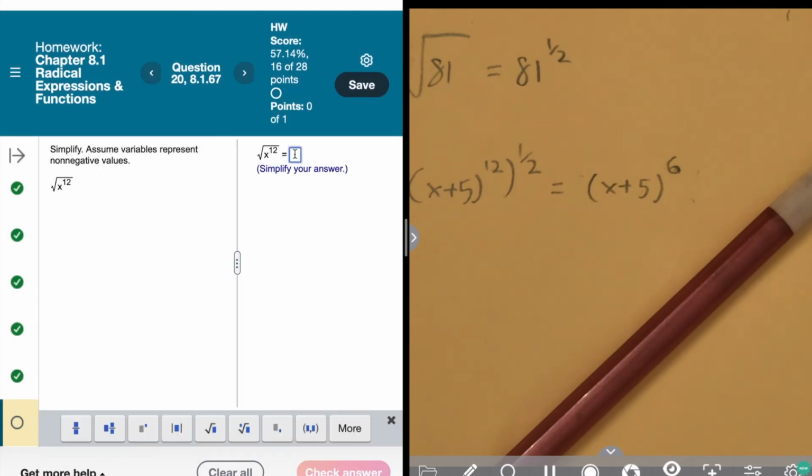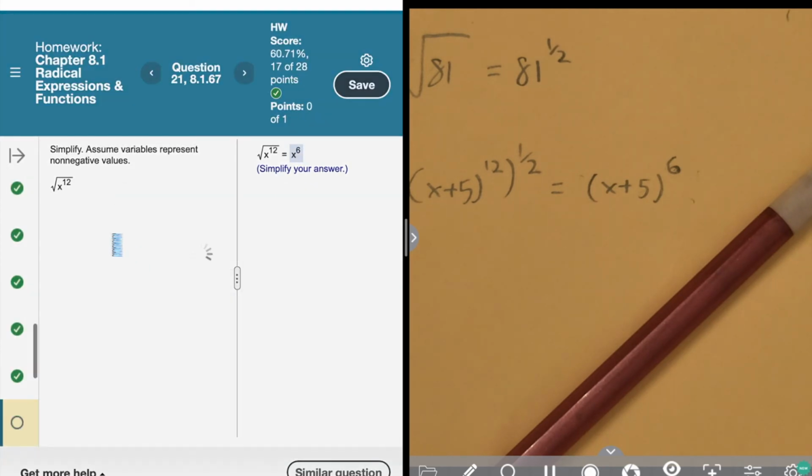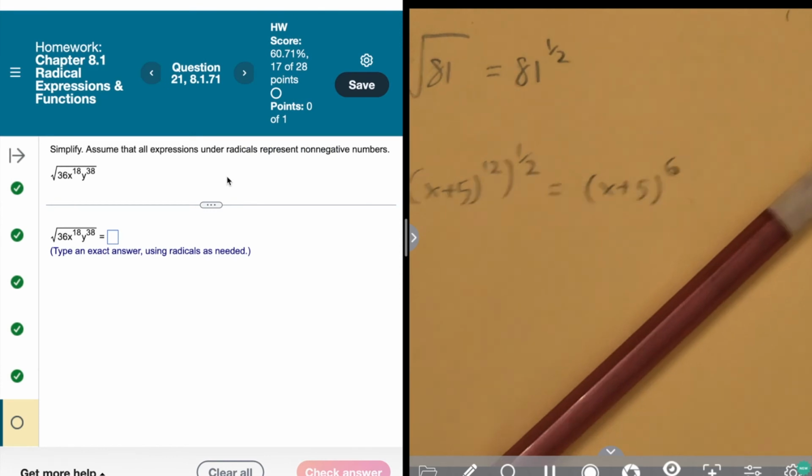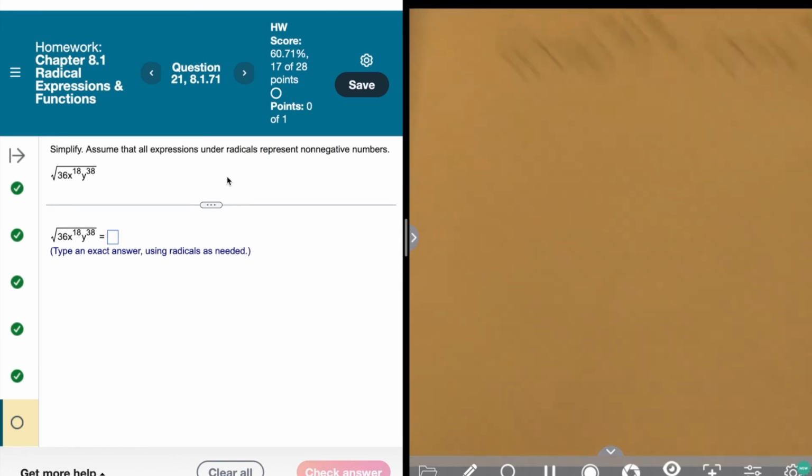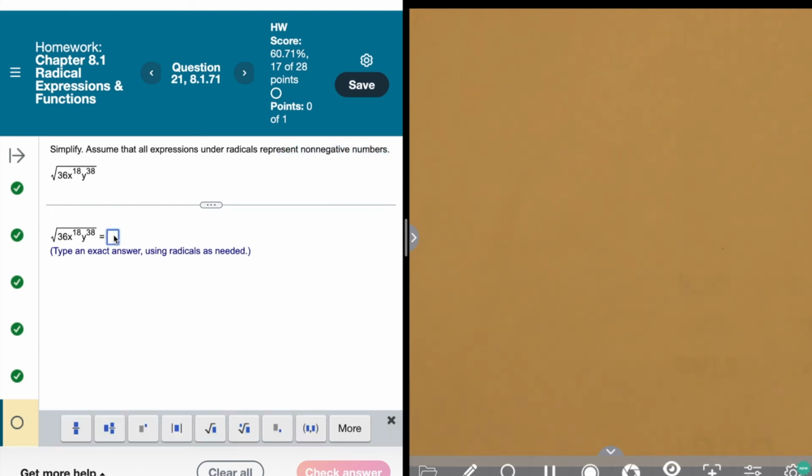All right, same idea. This one's actually a little bit simpler. We get x to the 6th. All right. Also, we get some interesting wording here. It says, assume that all expressions under the radical represent non-negative numbers. Now, what is that extra wording saying? That extra wording is saying you don't need absolute values because we already aren't dealing with any negative numbers. So in other words, I don't need to worry about putting absolute values in front anymore.